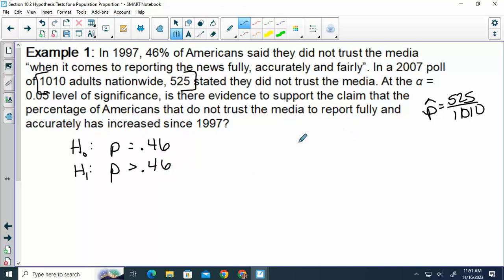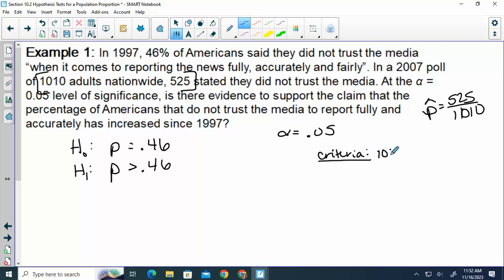Okay, we know our alpha level. I'm just going to make a note of it. They told us alpha was 0.05. So when would we reject? If our probability is less than 0.05. Okay, let's check if we can do this. Our criteria.